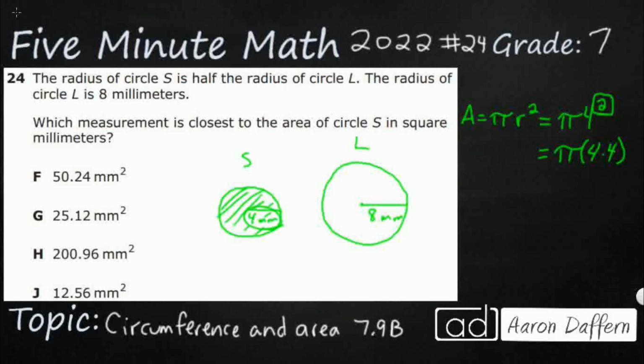So 4 times 4. If you were to do cubed, with a 3, it would be 4 times 4 times 4. If it were 4 to the 5th power, it would be 4 times 4 times 4 times 4 times 4, five 4s. So that means we're going to get pi times 16, not pi times 8.